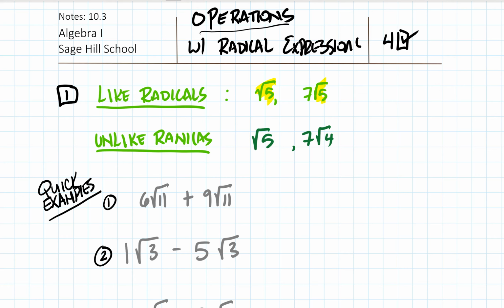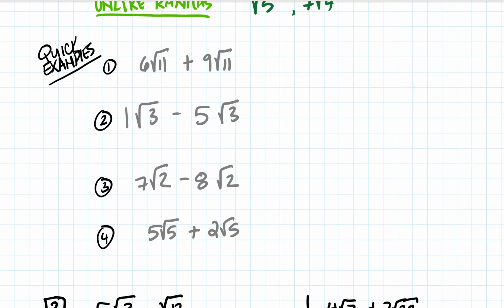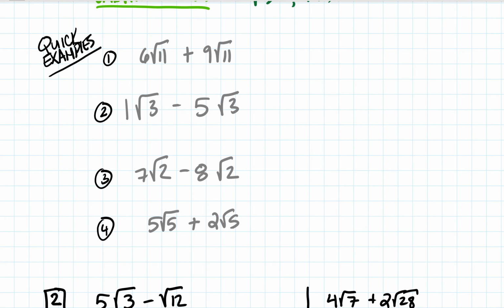Here is an example of unlike radicals, rad 5 and 7 rad 4. Now it is true they have the same index, but they do not have the same radicand. This is rad 5, this is a rad 4, therefore they are unlike radicals and we cannot do operations with them. So here are some quick examples of what you can do with operations.